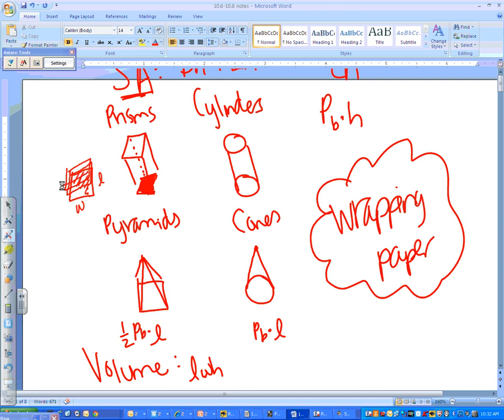So the areas are just going to keep adding up until I can't squeeze any more paper into that box. And the number of papers that I can squeeze into the box, that's going to be my height.